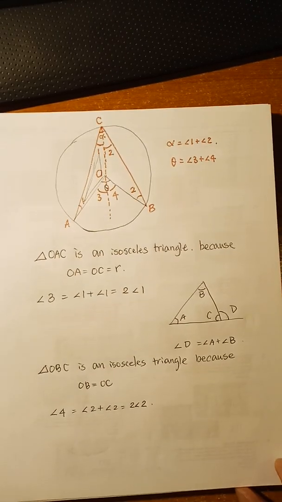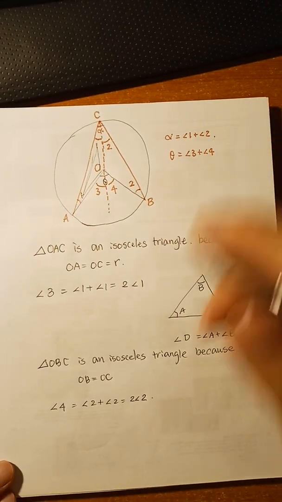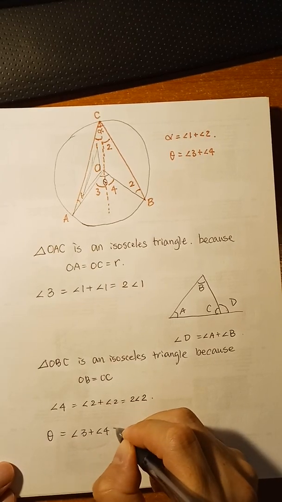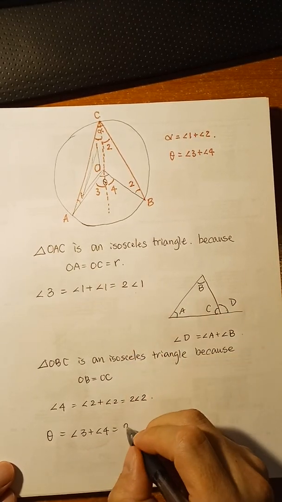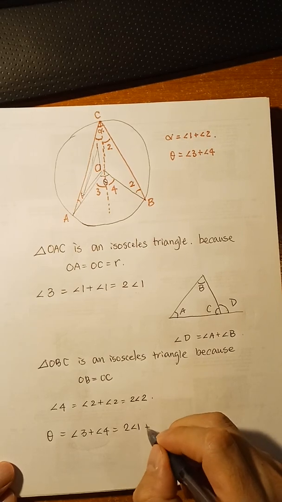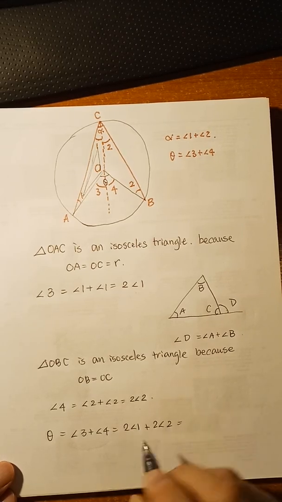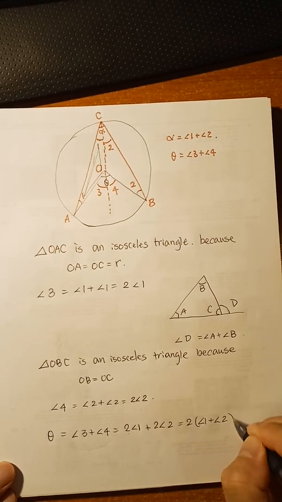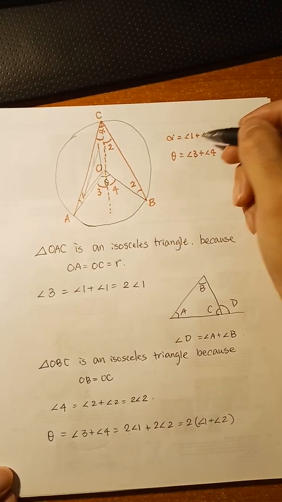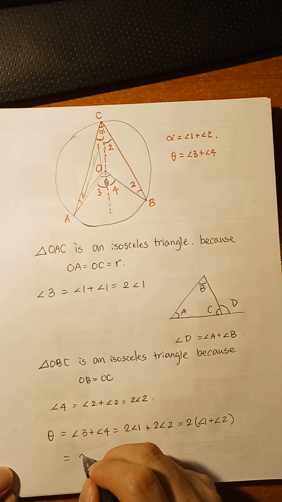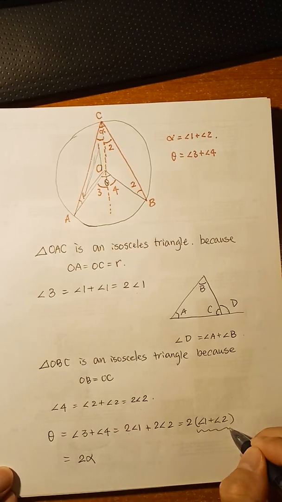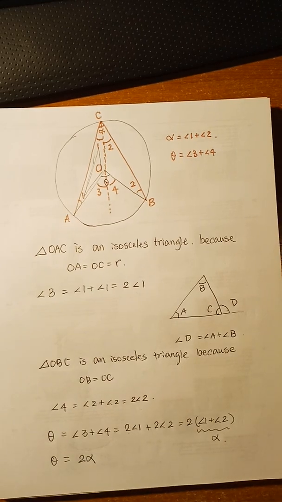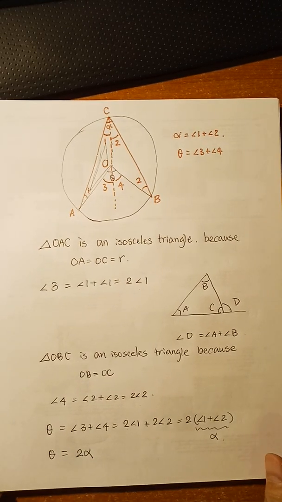Okay, let's summarize. Theta is angle 3 plus angle 4. Angle 3 is twice angle 1, and angle 4 is twice angle 2. You factor out 2, and you get angle 1 plus angle 2, times 2. Angle 1 plus angle 2 is alpha. So theta is equal to 2 alpha. So we finished the proof.